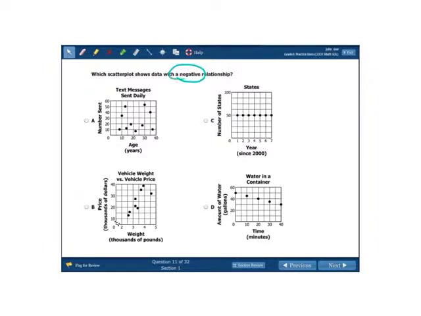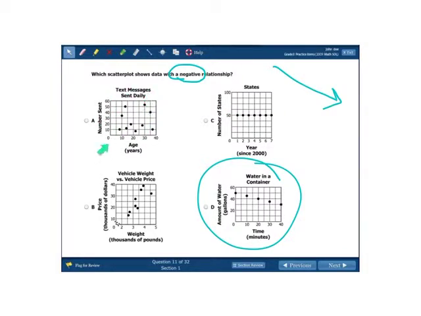Negative relationship. That means we're looking for downhill, and the only one that has a downhill relationship is this one. If you also look at what these are, number of states in the country since the year 2000 hasn't changed. Of course, if we started at like 1800, it'd be a tad different. All right, so that's a constant. This one is no correlation.